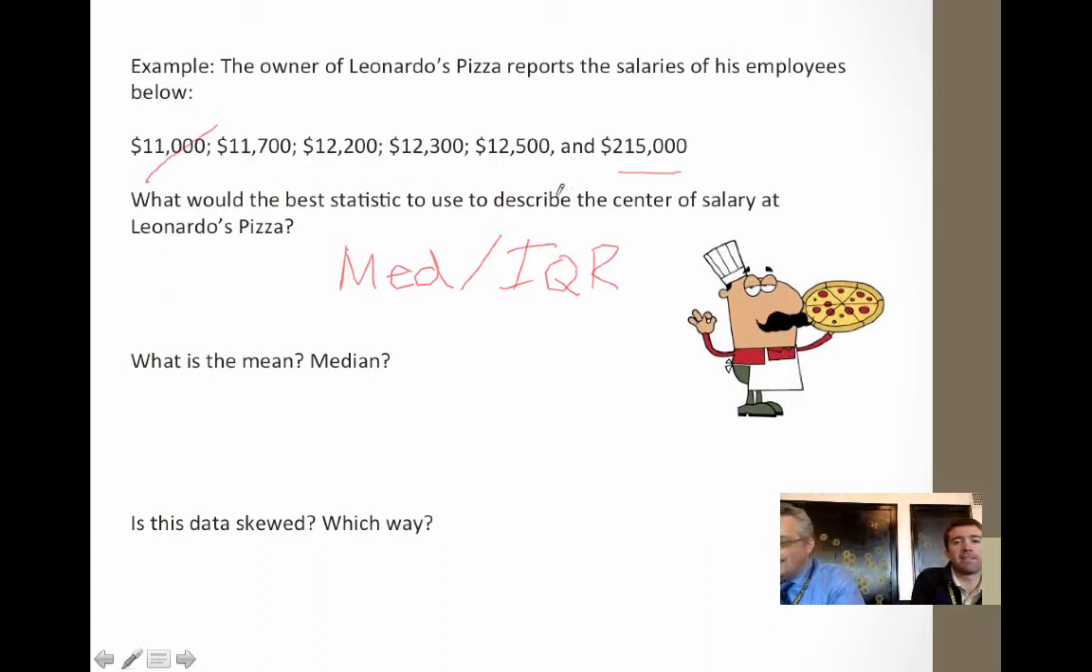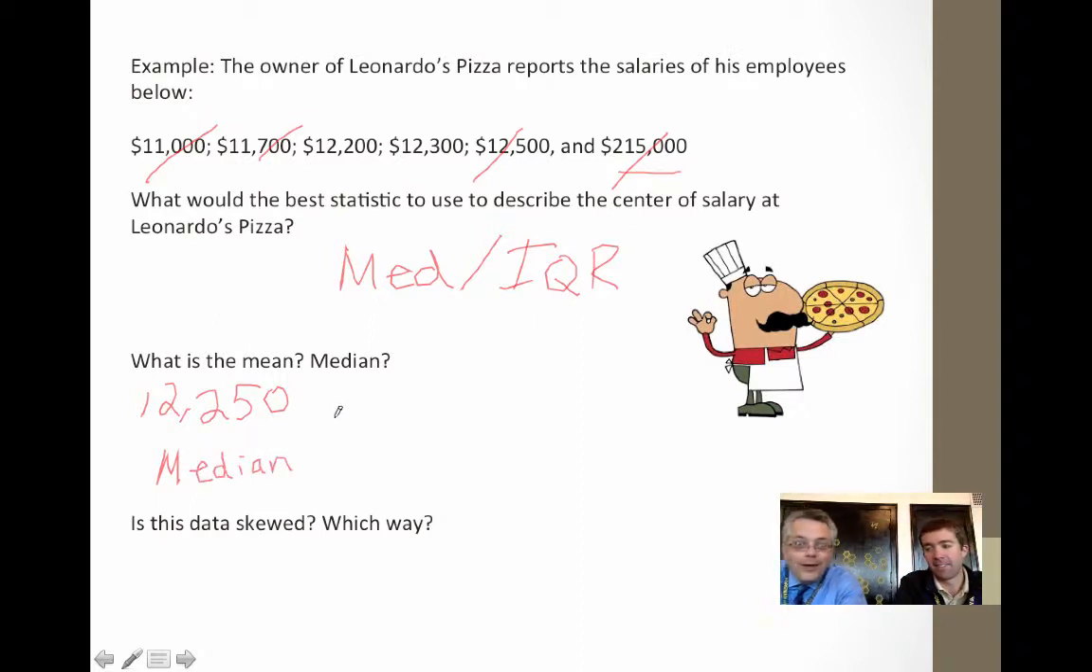Mr. Miller is finding our mean. Let me do some crossing out here. The median looks like 12,250. I'm doing it the old-fashioned way. Plus 12,300 plus 12,500. You should never ask old people to do this. Plus 215,000 equals... How many data values are there?